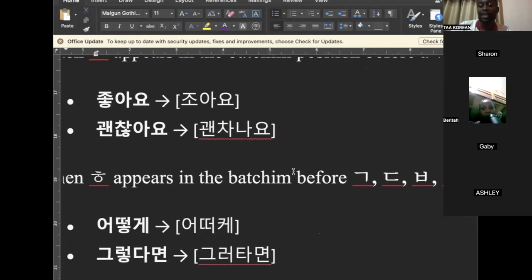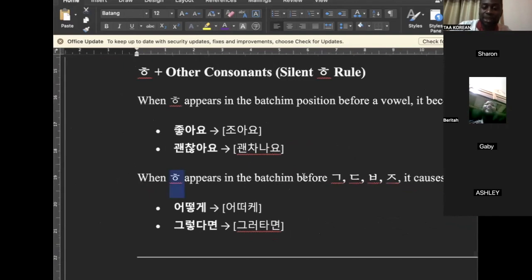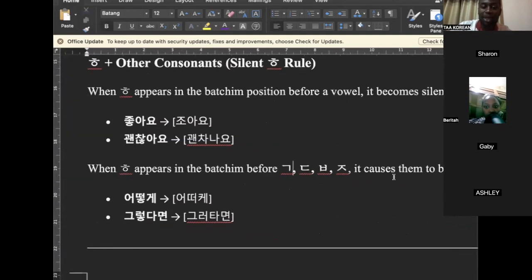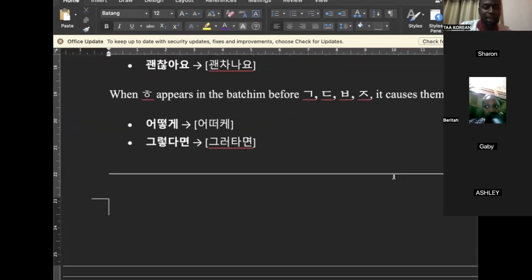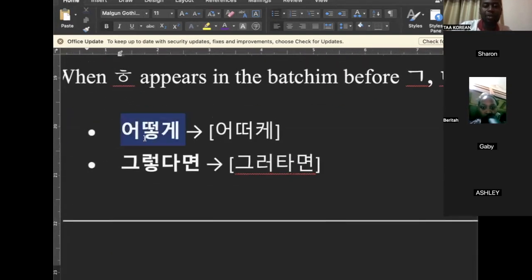Most people say Kenchanayo. Now, when H appears in the batchim before G, D, B, and J, this causes them to become aspirated. What does that mean? For example, here, otoke. And I'm sure when you watch Korean dramas, this word has appeared. Otoke. I used to have a friend who used to say otoke a lot when we were doing calculus. Calculus was tough, so it was a proper word for everything. Anyway, so you have o, to, and then you have this H here that precedes the G.